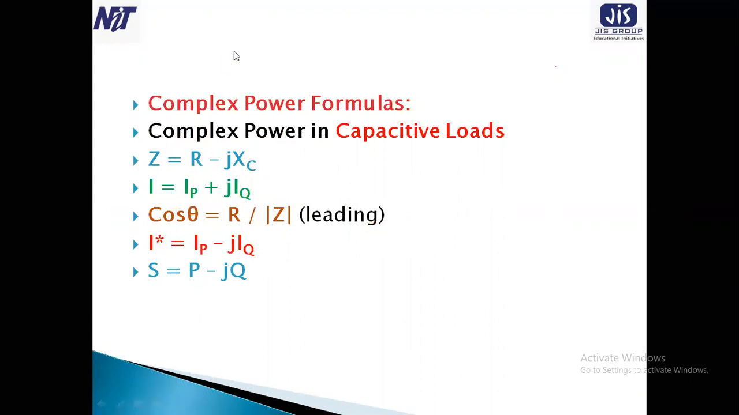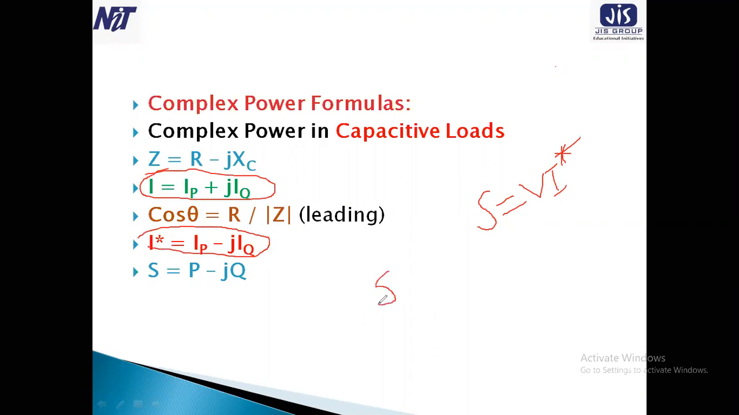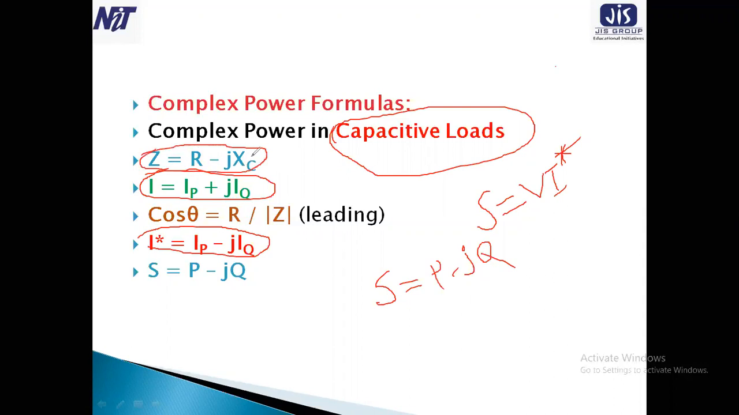S equals VI star. We consider I equals this one. So what will be I star? IP minus JIQ. Very easy. So the value of S will be equal to P minus JQ when it is a capacitive load. Fine. For a capacitive load, the impedance Z equals R minus JXC.